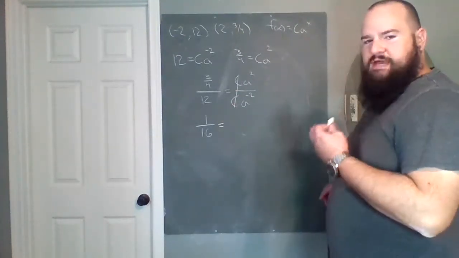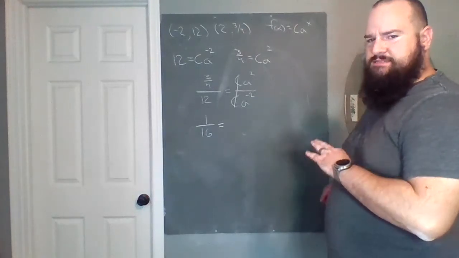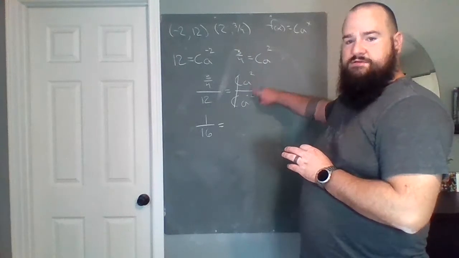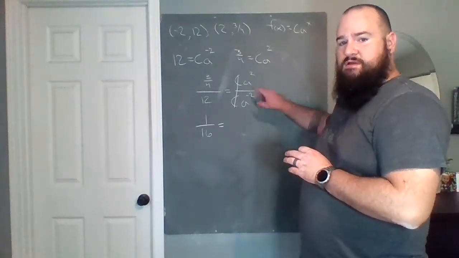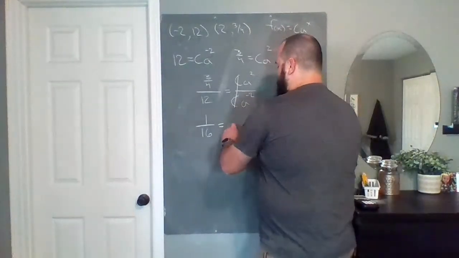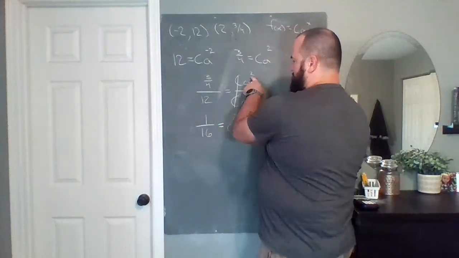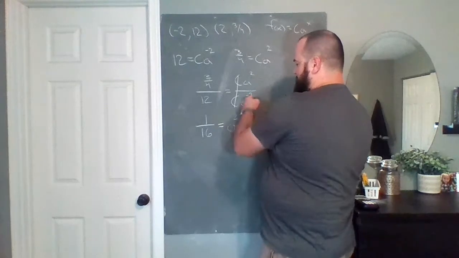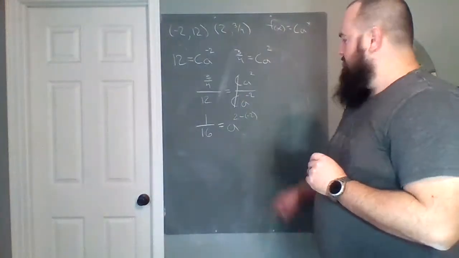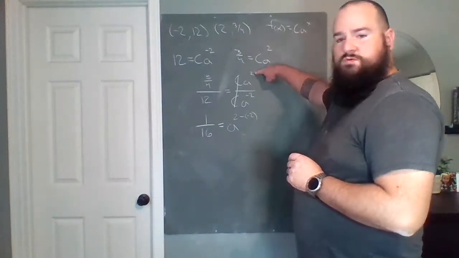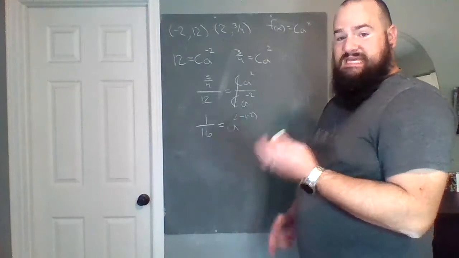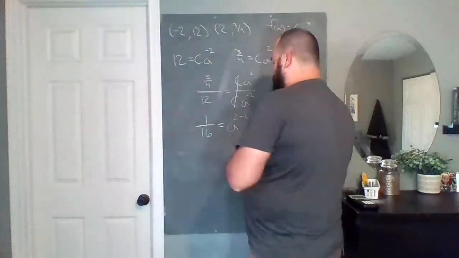And now we have to remember, how do I combine these exponents? If I have the same base raised to a power divided by that base raised to another power, we subtract the exponents. So what I get is a to the 2 minus negative 2. So that just gives us a to the 4th.